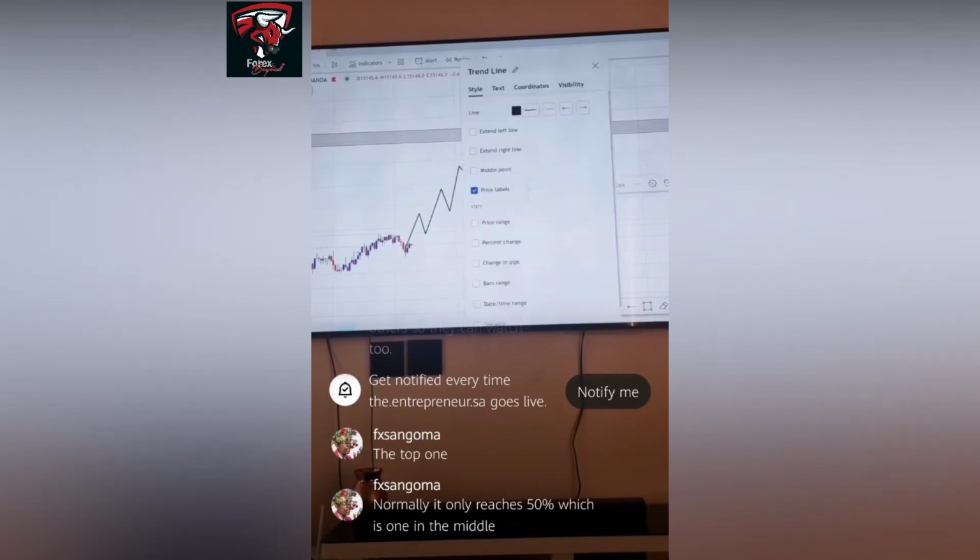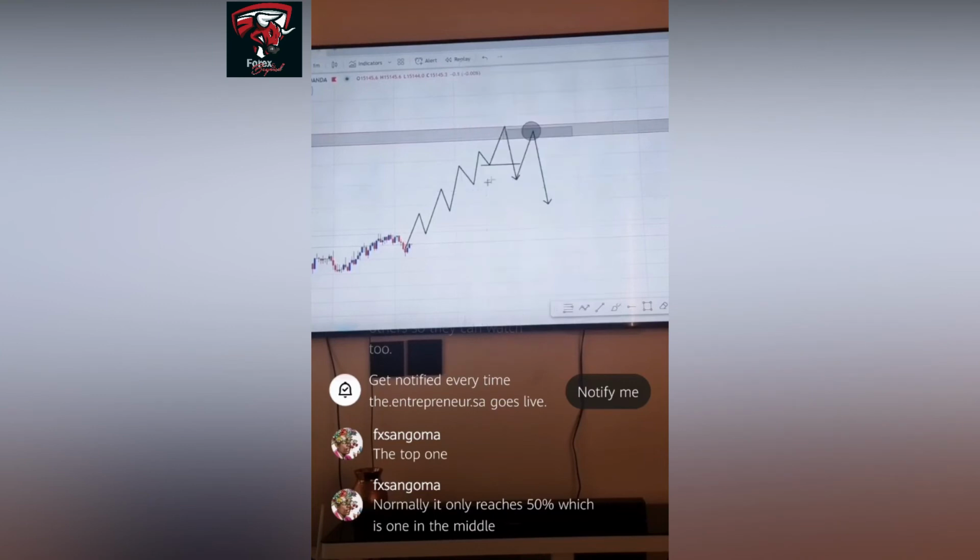Right? Then price went up into this extreme imbalance to give us a break of structure, to say, listen, the trend has changed from being bullish to now being bearish.